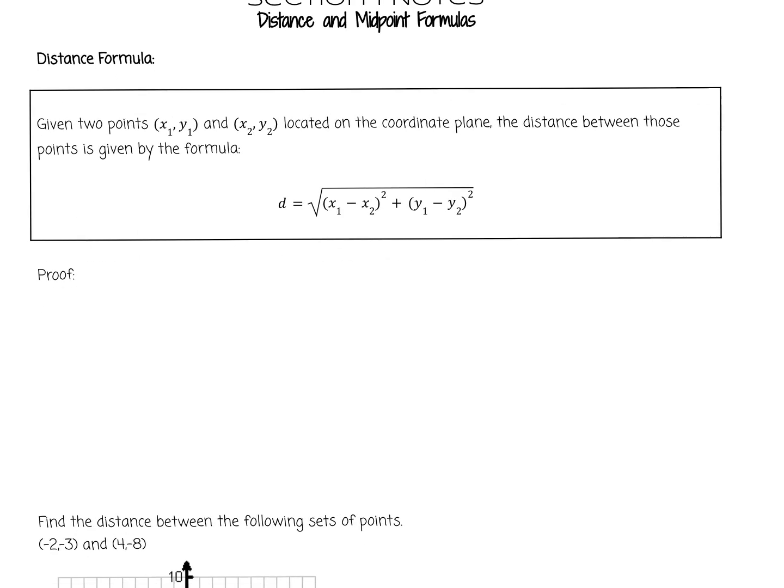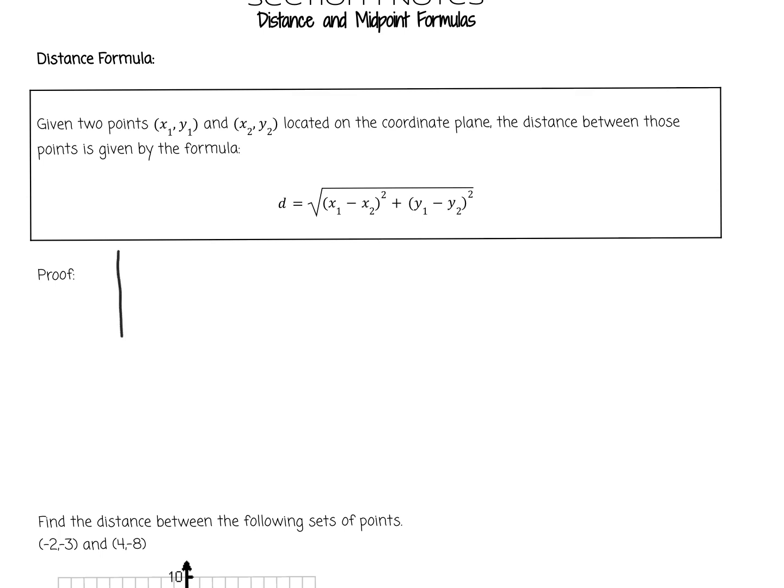I am going to show you briefly where that formula comes from. Now, you do not have to memorize this proof. You're not going to be asked to do it on an assignment or anything, but I do want to show you where we get this formula from.